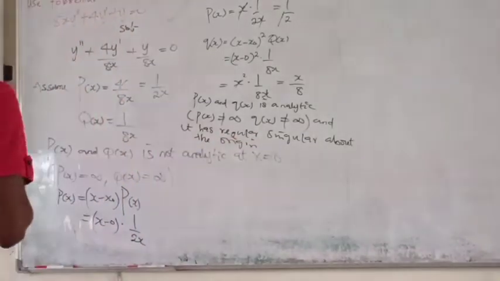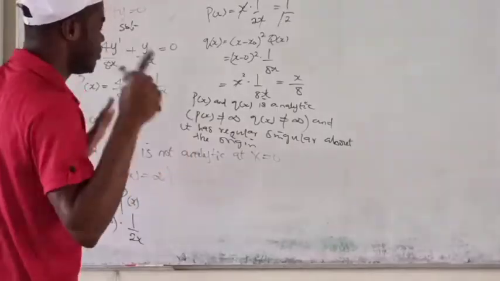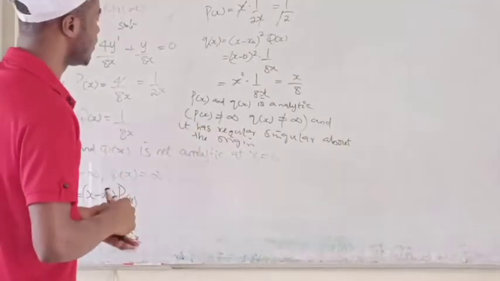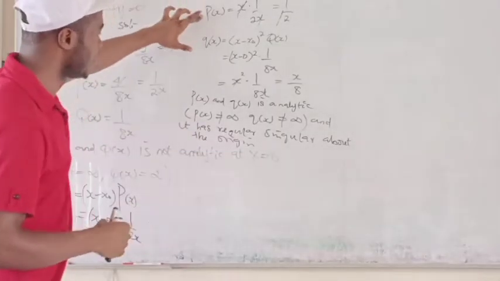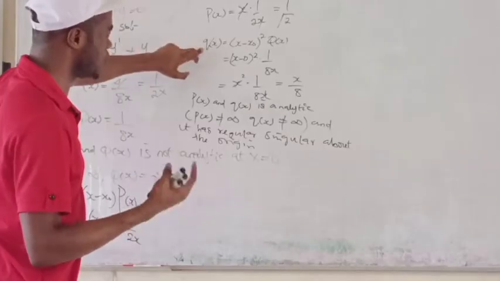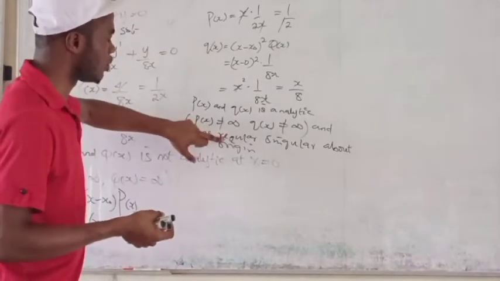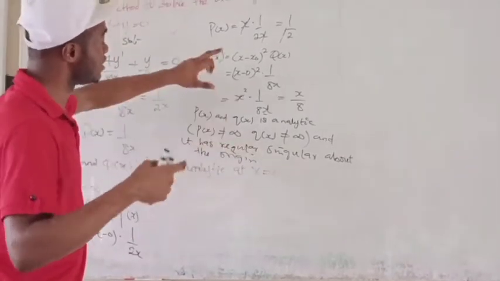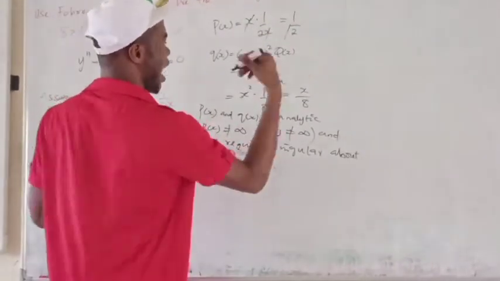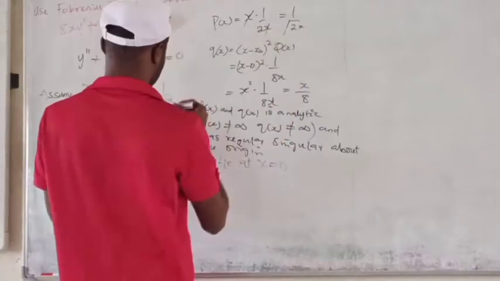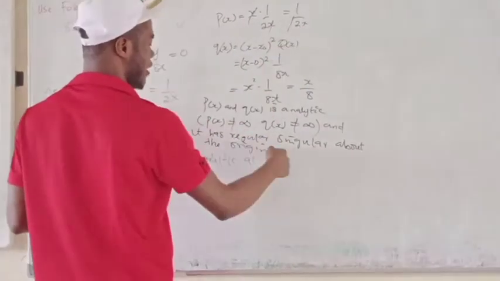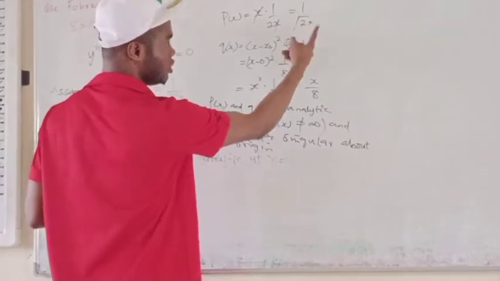As I explained earlier, a regular singular point can be determined if the small letter p of x and the small letter q of x are not equal to infinity. If it's not equal to infinity, it is a regular point. But if it is equal to infinity, let's assume that after cancelling, maybe I have x here, then I will have an infinity if I substitute 0 into this equation.